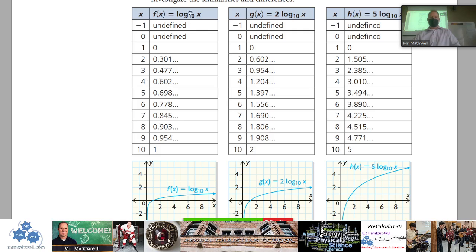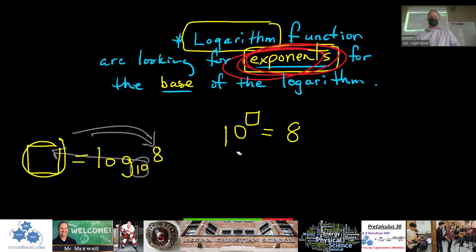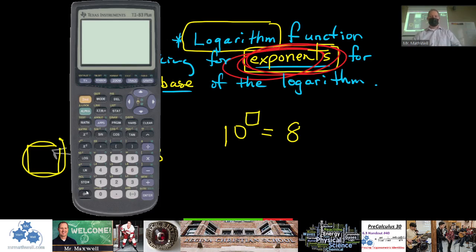Look at this log, okay? So log of 8 base 10 is 0.903. Oh, interesting. So 10 to the power of what gives me 8? Well, 10 to the power of 0 is 1. 10 to the power of 1 is 10. So it's got to be between 0 and 1. And as it turns out, log of 8 base 10 is 0.903.